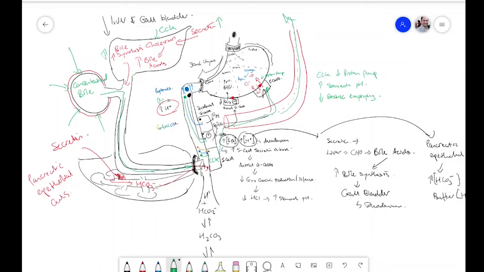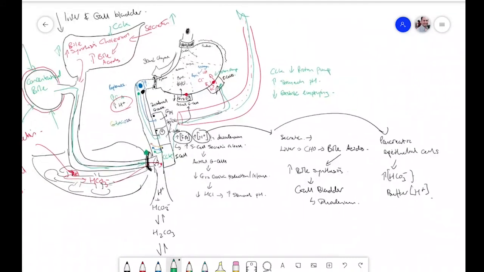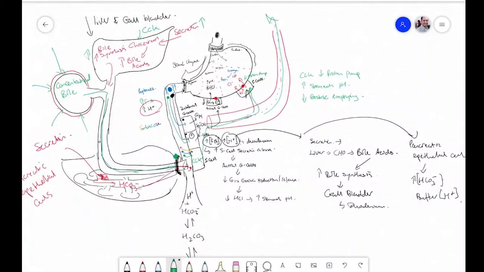And it's probably worth me pointing out something that is really super clever, is that CCK will also bind to the sphincter of Oddi and cause it to relax. So that means that any of that bile that is building up in the common bile duct is now able to get out into the duodenum.